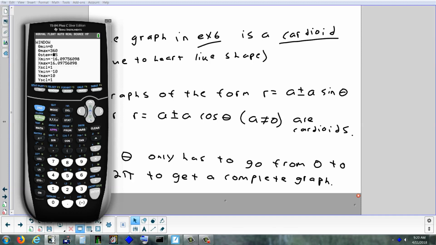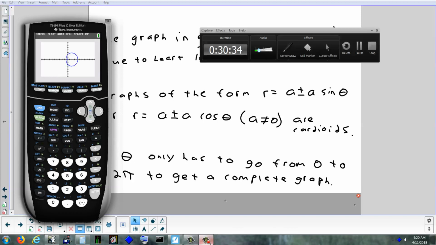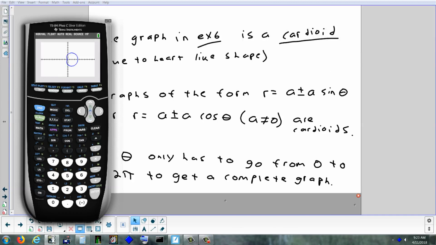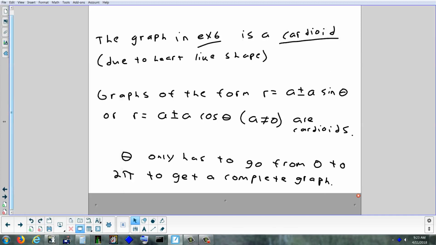So if you do something like 10, perfect. So there's a nice looking cardioid. All right, so just give me 1 second. All right, so any questions on cardioids?